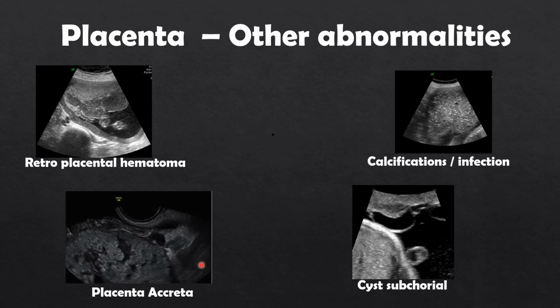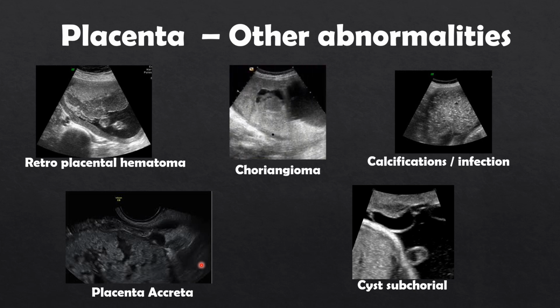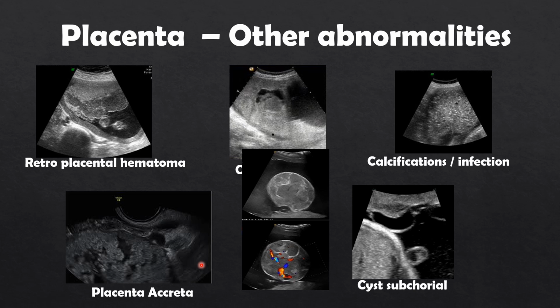In the fourth example, the subchorial cyst gives generally no pathologic association. And finally, the chorioangioma, which is a true tumor inside the placenta or sometimes bulging into the amniotic cavity. This chorioangioma can threaten the pregnancy with massive venous flow inside the mass.